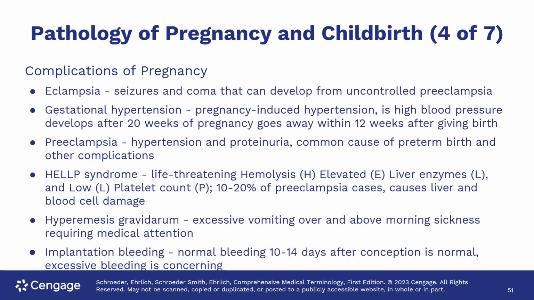Preeclampsia is hypertension and proteinuria, which if left uncontrolled can worsen, leading to eclampsia with seizures and a coma. Gestational hypertension is high blood pressure during pregnancy. Hyperemesis gravidarum is excessive vomiting in pregnancy. Implantation bleeding is most common post-conception. And HELLP is a life-threatening combination of symptoms that can cause liver and blood cell damage.